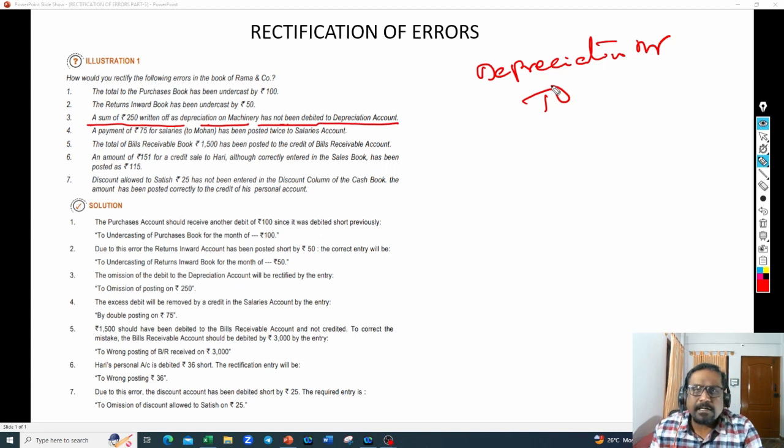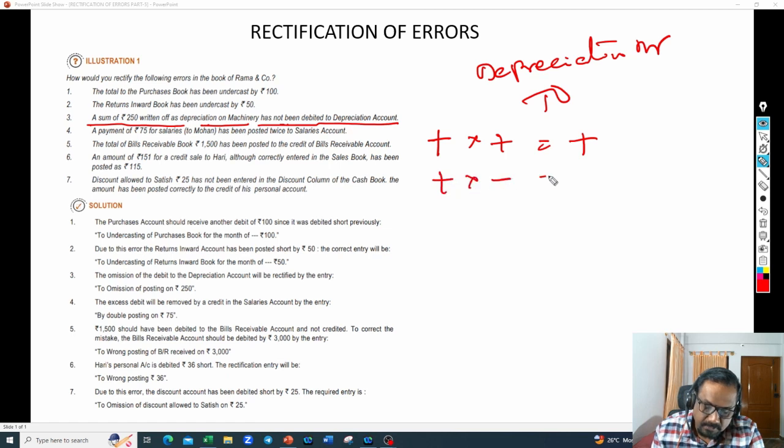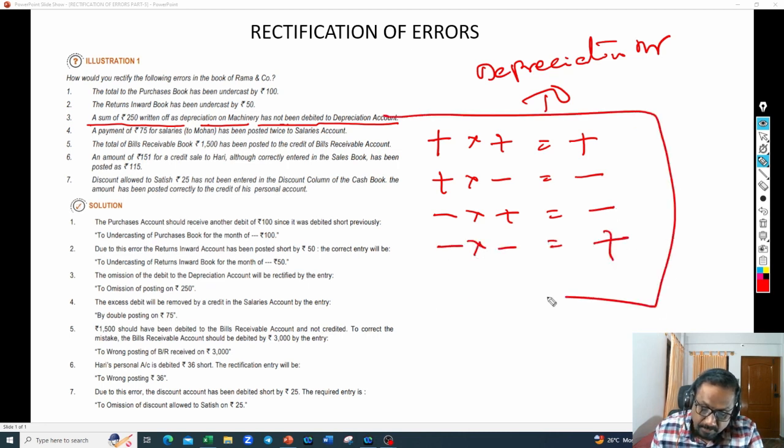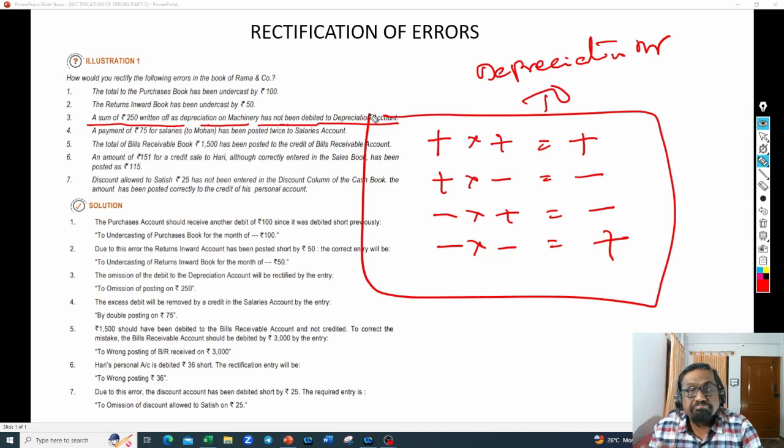One simple mathematical point I'll tell you, please note this point. Plus into plus equal to plus. Plus into minus equal to minus. Minus into plus equal to minus. Minus into minus equal to plus. I think you would have studied this in maybe 6th standard or 5th standard when they were talking about mathematics, right?